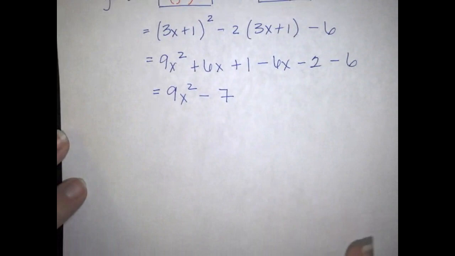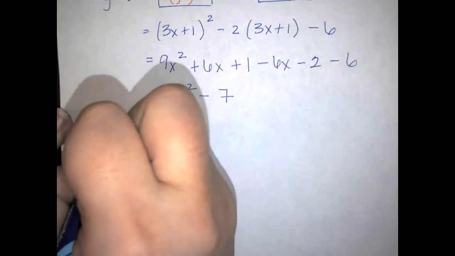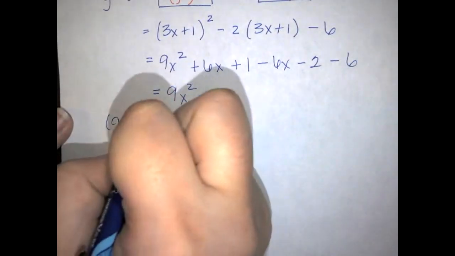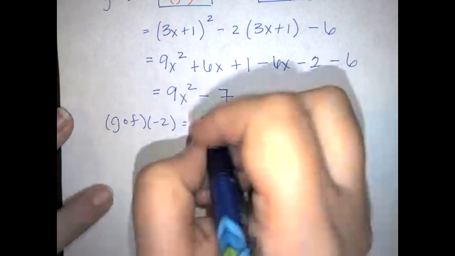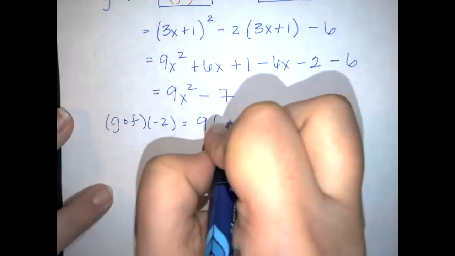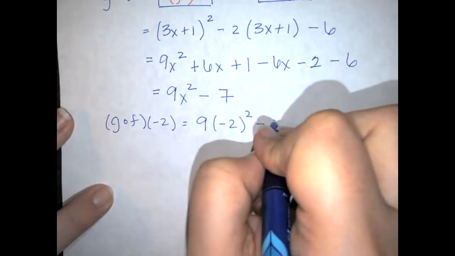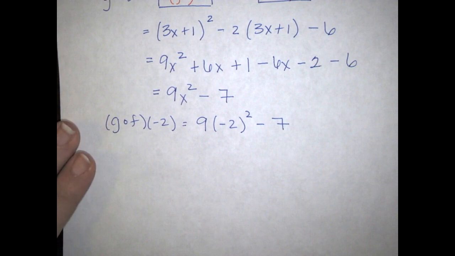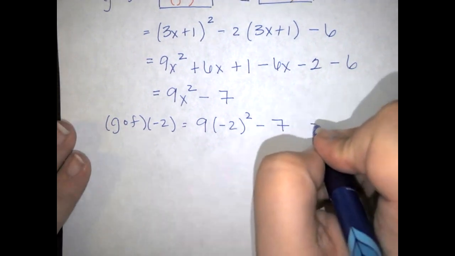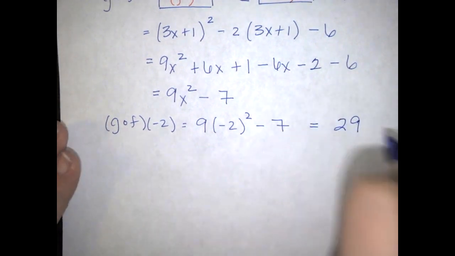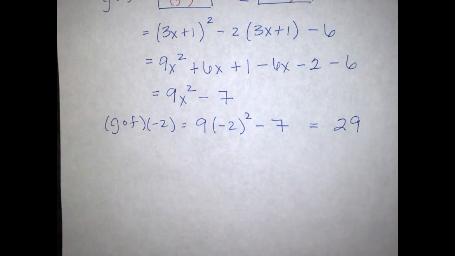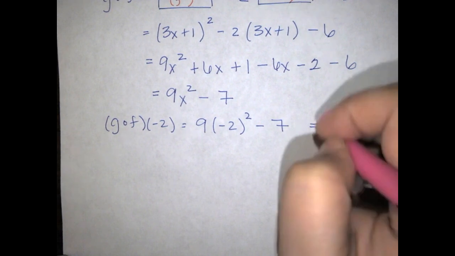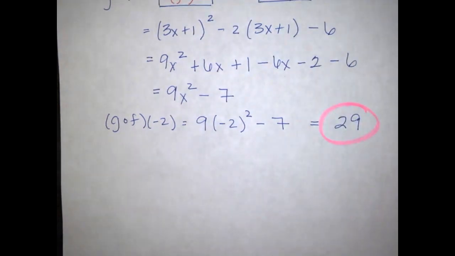So now we need to evaluate that at negative 2. So we have g of f evaluated at negative 2. This means it is 9 times negative 2 squared, minus 7. Negative 2 squared is 4, times 9 is 36. Minus 7 gives you 29 as a result. And again, this was the answer we were looking for.